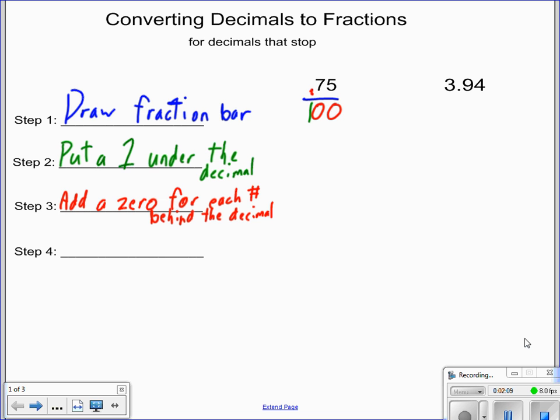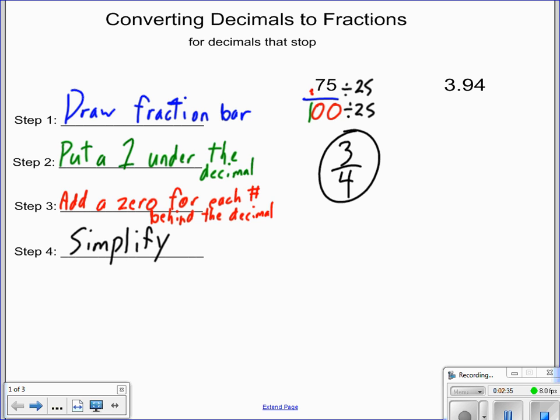But as you all remember, when we work with fractions, our last step is to simplify. Here I can simplify these. I can divide them both by 25. 25 goes into 75 3 times. 25 goes into 100 4 times. 3/4 is the fraction for 0.75.